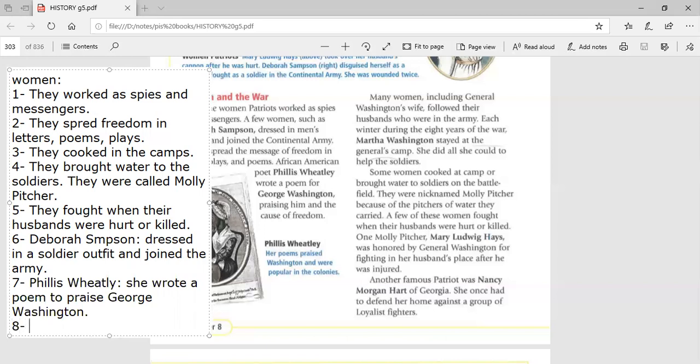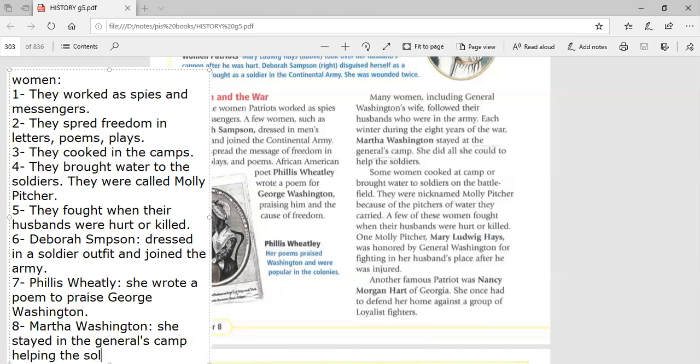We have also Martha Washington. She stayed in the camp helping the soldiers. She stayed in the general's camp helping the soldiers. Okay. We have Mary Hayes. This is number nine.